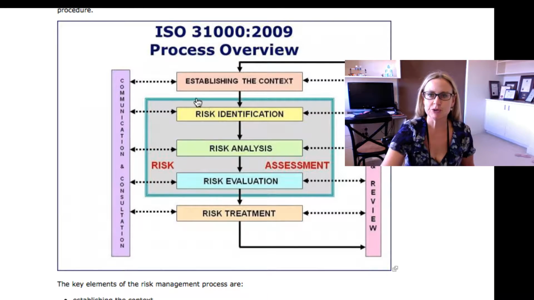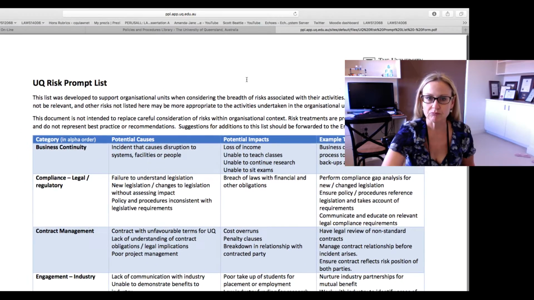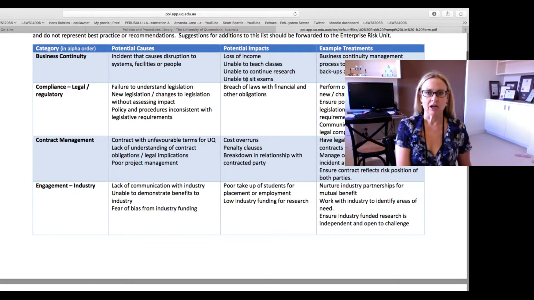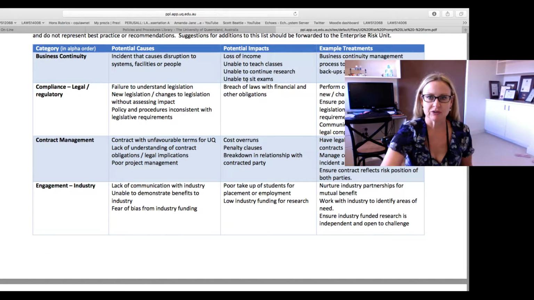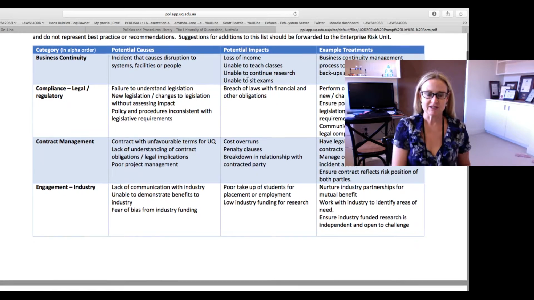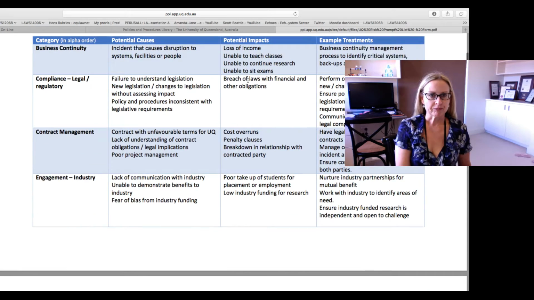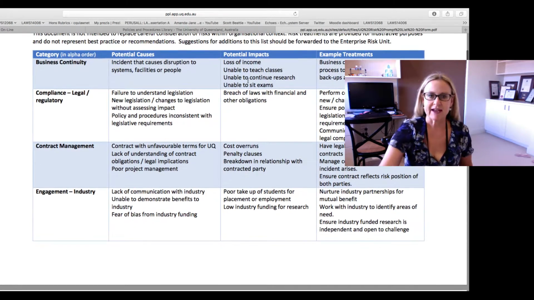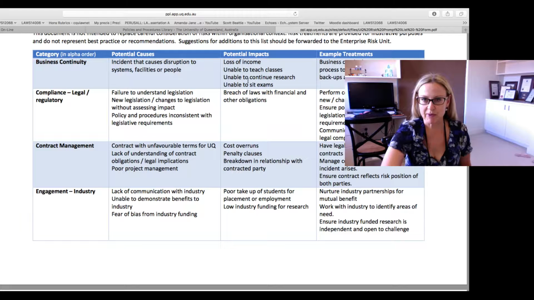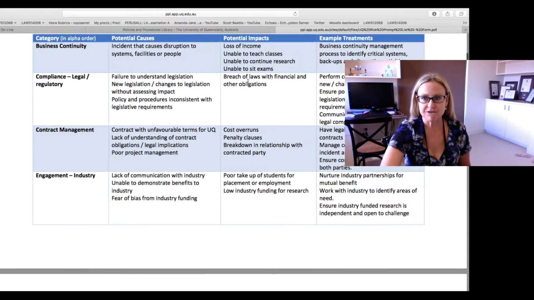And in the UQ risk assessment framework, they actually have this nice little, I think they call it a risk prompt list. And here you can see all of the different risks that they have identified there running down the left-hand side. So business continuity, interruptions, the potential causes, the potential impacts, and the kinds of treatment protocols that they have anticipated might fix the problem.